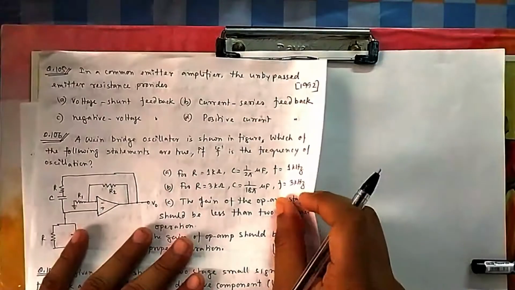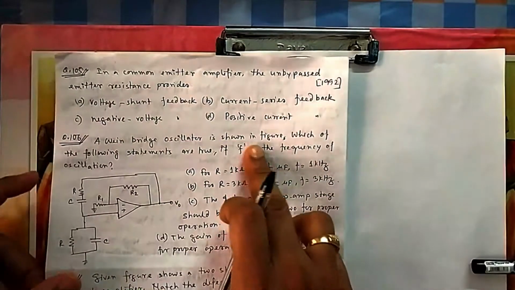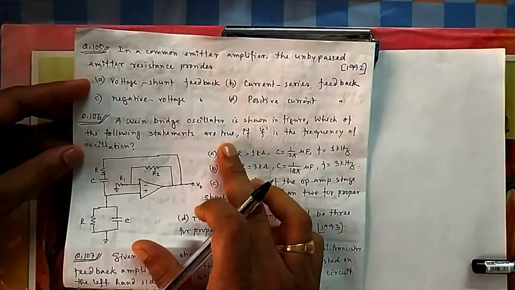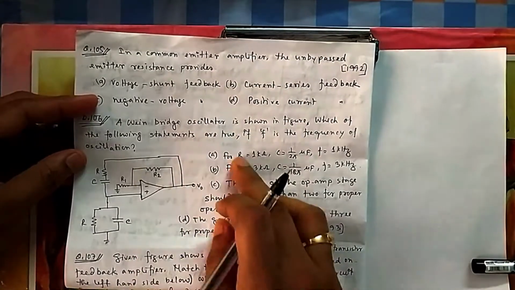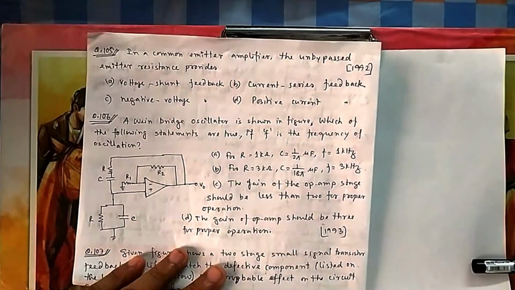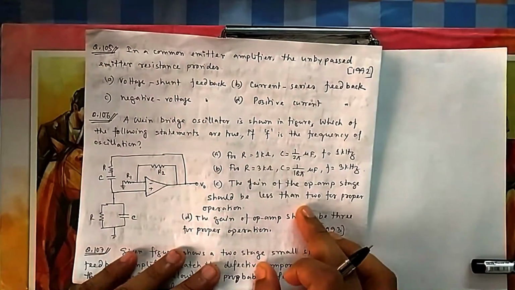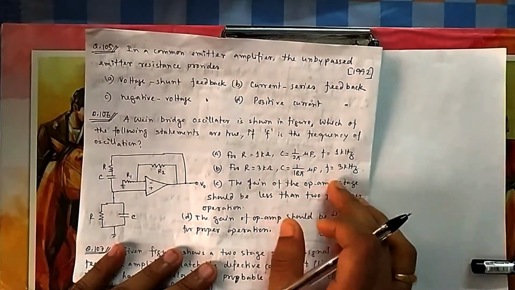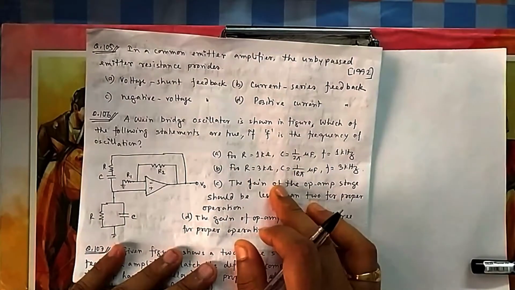In question number 106, a Wien bridge oscillator is shown in the figure. Which of the following statements are true? So it is a multiple correct answer question, so you have to see which options are correct. If f is the frequency of the oscillations, then some values are given for R and C, what will be the f? So you have to find the frequency of the oscillations for different values of R and C.